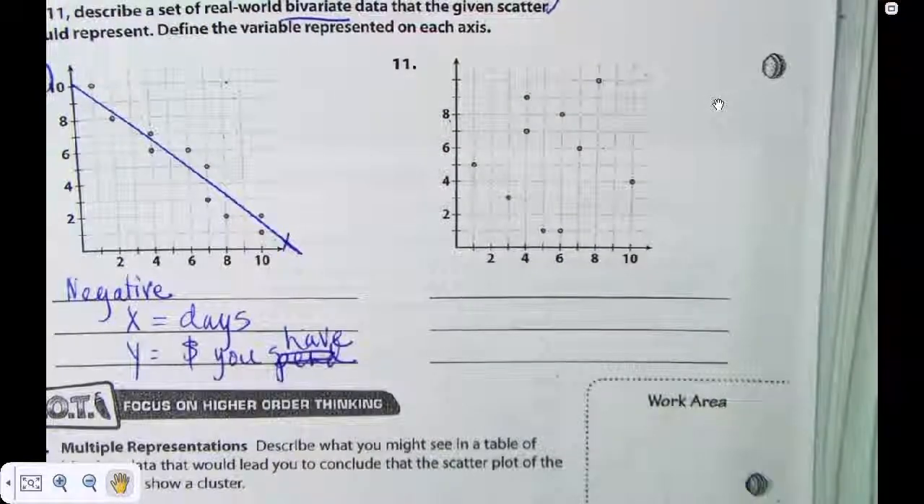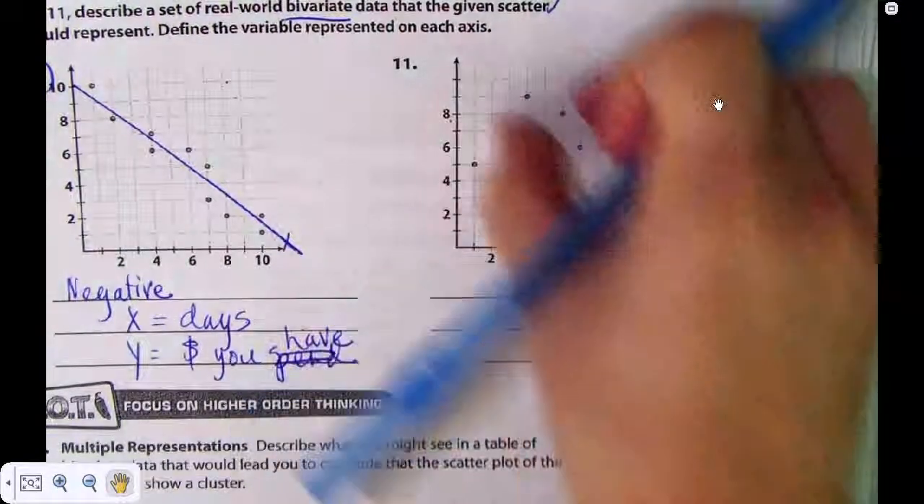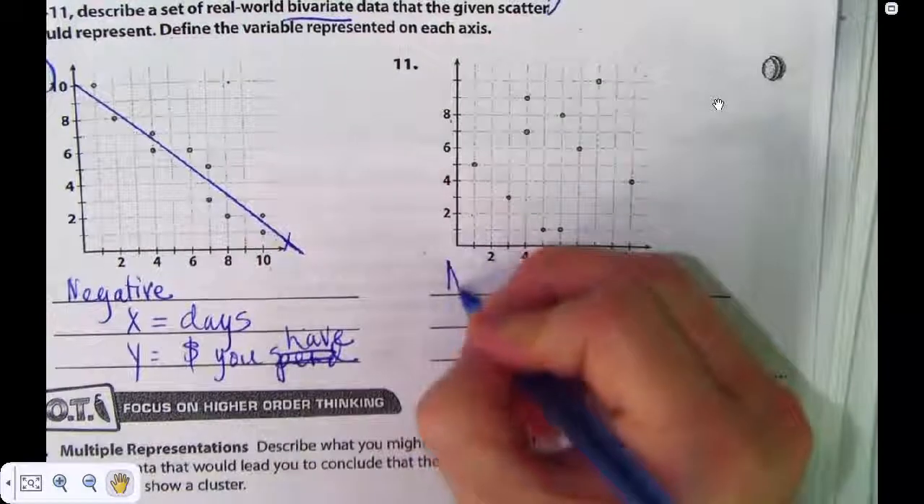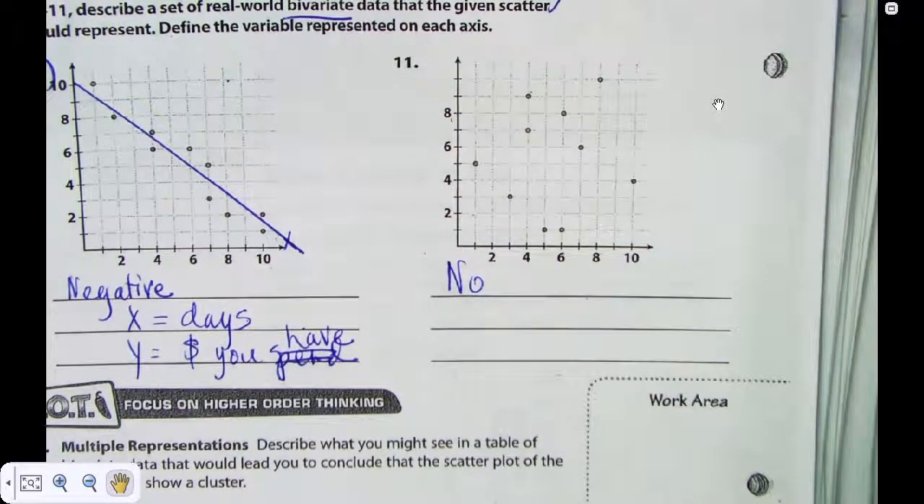Okay? Now look at number 11. What do you think about that? Are all the points coming down? What about no? There's no association. Look, guys, the points are scattered all over the place. Let's think of two sets of data where one number has nothing to do with the other number. No, an outlier is a point that's way off from the other data.